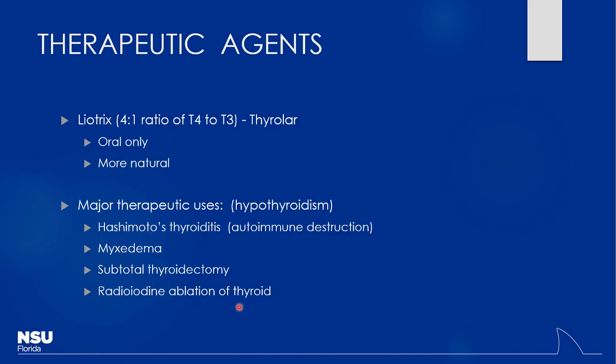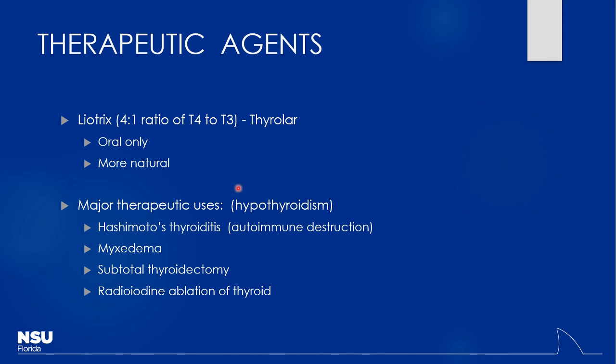So for instance, there's Thyrolar, which is a 4-to-1 ratio of T4 to T3. So it's considered to be a little bit more natural in terms of what our normal resting ratio is, T4 to T3. And again, this one is oral only, so you may see this occasionally. I don't really see too many patients on that. Synthroid is good for like 95% of patients out there.